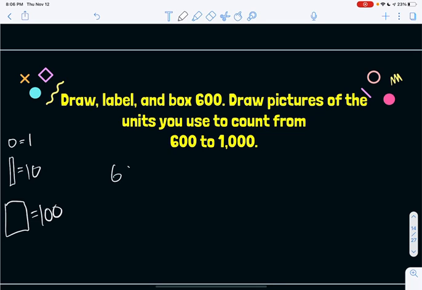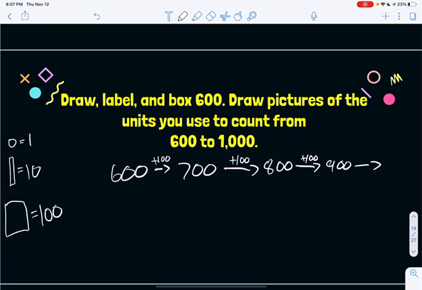So we're going to start at 600. What's our benchmark number? 600. Well, I can skip count by hundreds and that'll give me up to 600. So can I just start with 100s instead of going by ones and tens? I absolutely can. So let's start skip counting by hundreds. So 600 plus 100 is 700. Plus 100 is 800. Plus 100 is 900. And finally, plus 100 is 1,000. So that one was pretty cool because we didn't even have to do ones, tens, or hundreds.